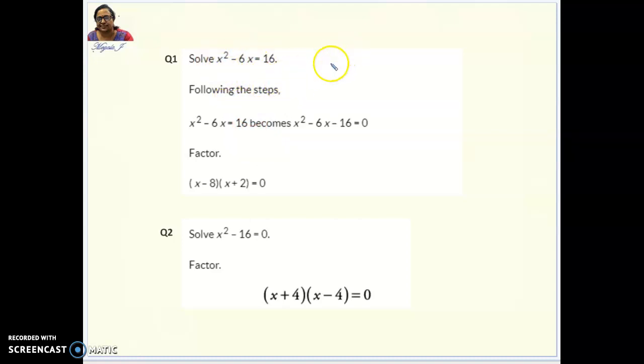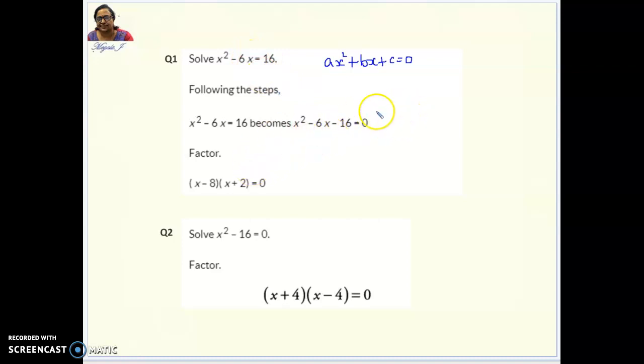So the first thing you do is bring it into this form: ax square plus bx plus c equals 0. This is the form you have to bring it in. The constant c is lying on the right-hand side, so bring it to the left-hand side. So this is the form you have: x square minus 6x minus 16 equal to 0. When you bring the 16 to the other side, it becomes negative.